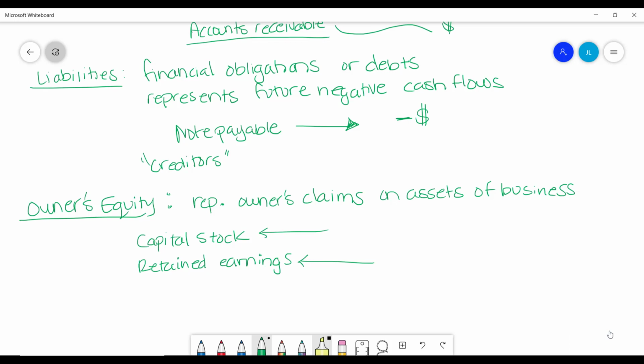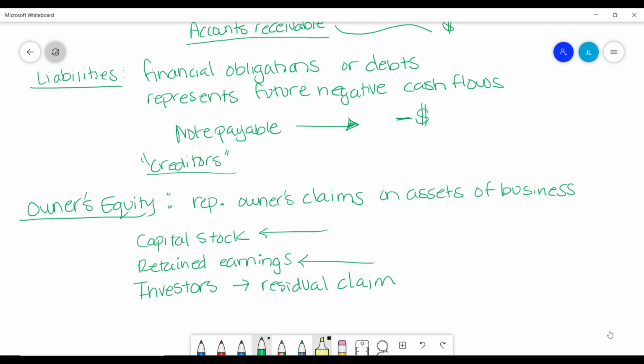Now, let's say in the unfortunate event a company goes into bankruptcy. The group that has first claim on assets until they are paid back what they are owed are the creditors. After the creditors are paid, the investors have residual claim on any assets that are left over. So that's an important point to make there.